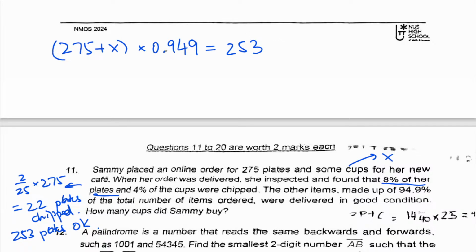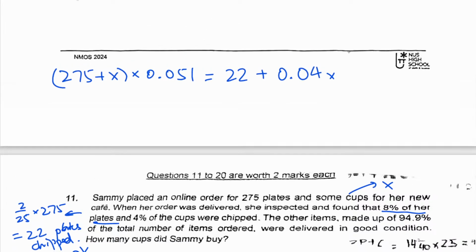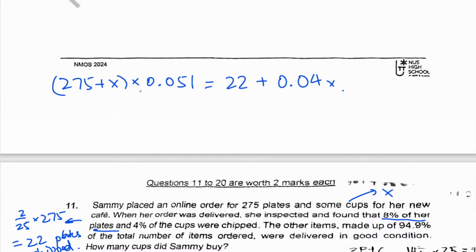Actually, a simpler way would be to consider how many plates and cups were chipped instead. So that means 5.1%, right, times 0.051. These were chipped is equal to 22 plates plus 0.04x. Okay. So all it remains to do is to solve this equation. And let's think about what's 275 times 0.051.